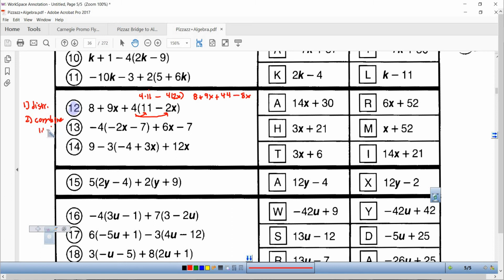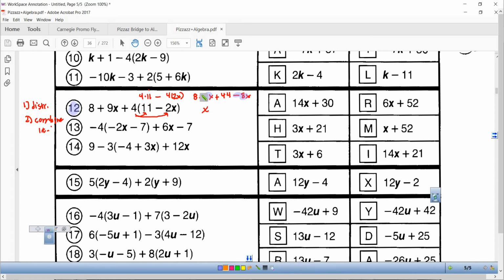Combine like terms. Okay, so what are my like terms? Well, I like to start with the variable terms. So I've got 9x and 8x, but remember, we're going to grab that operation in front of it. So I have 9x take away 8x. Well, 9x take away 8x is 1x, but we just write x, okay?